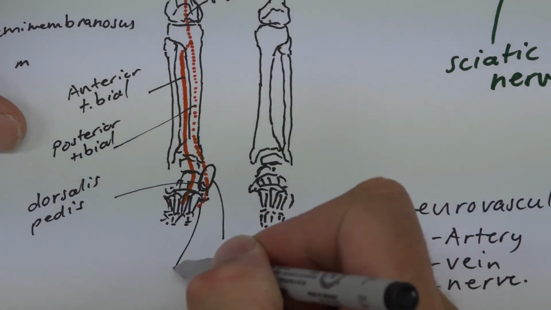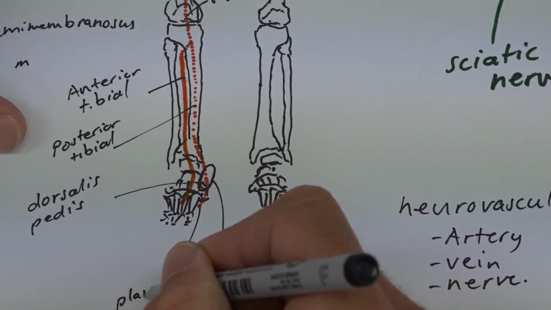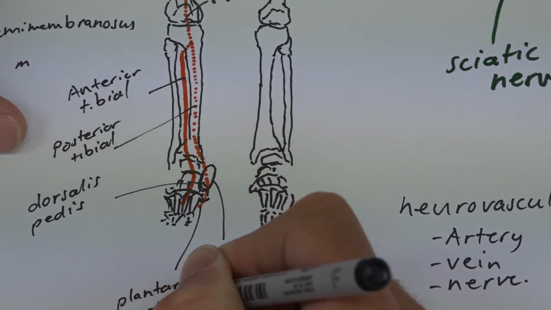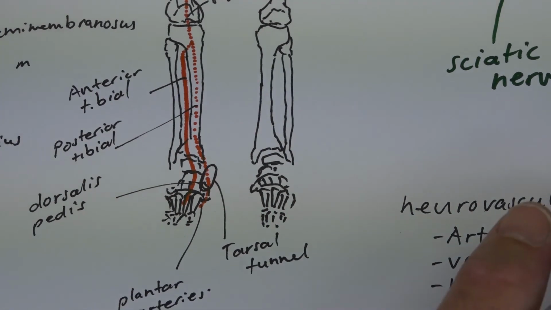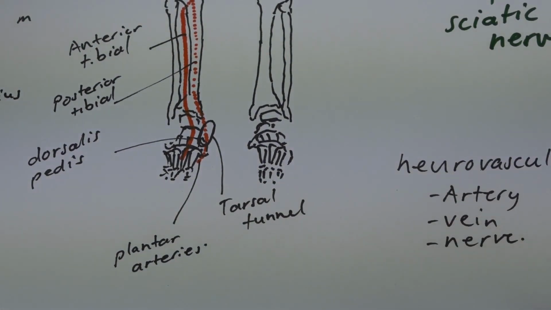But once it goes beyond that, then it ends up being called your plantar arteries, which would then further divide into a medial one and a lateral one. But just for this point in time, know that the arteries on the bottom of your feet would be called plantar.